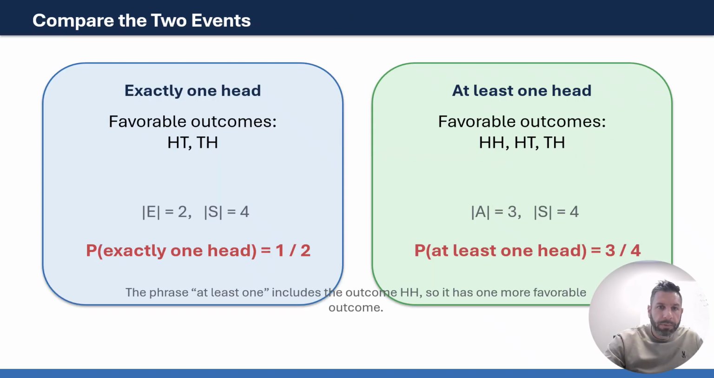Okay, to recap, the probability of exactly one head is 2/4 because there are 2 outcomes that are favorable, and there's 4 total. And then similarly, for at least one head, there are 3 favorable outcomes, so we get 3/4.